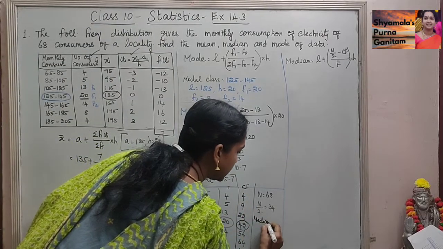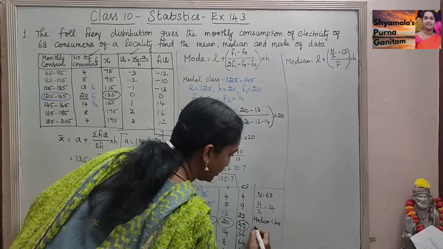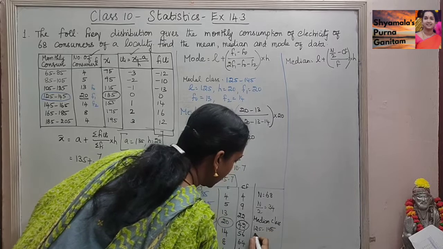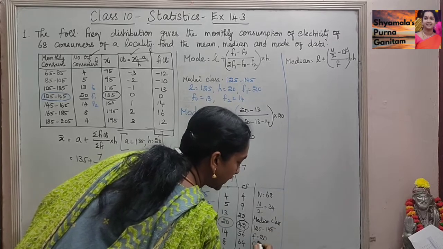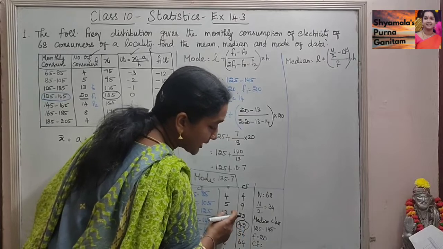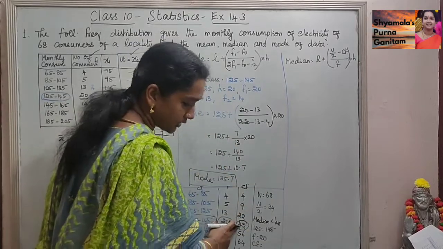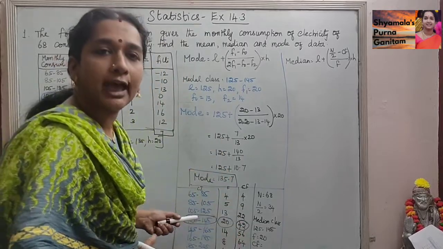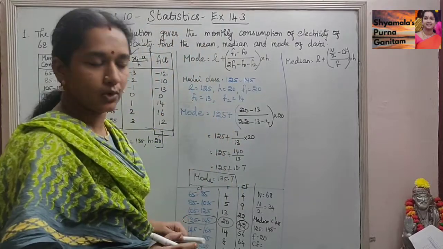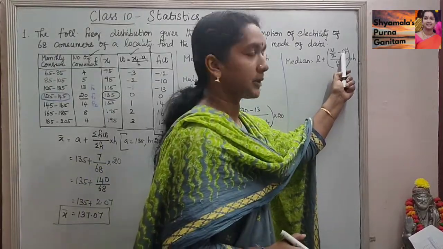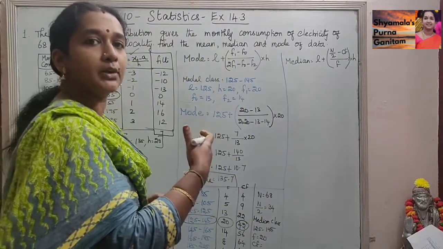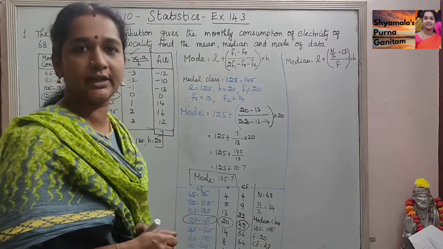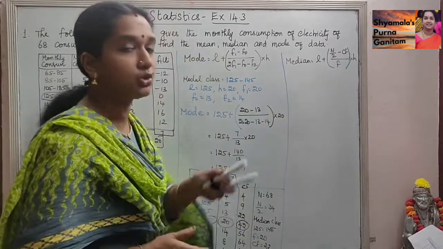So the median class is 125 to 145. Then frequency is 20 and cumulative frequency is that of the preceding class. That is the previous class, not this one. We should not take this one. We should take the preceding cumulative frequency only for calculating the median class. Okay. Cf, we have a value to substitute here. That Cf is the cumulative frequency of the preceding class. That is the previous cumulative frequency. We got it as 22. So now we got all the values to substitute in the formula.